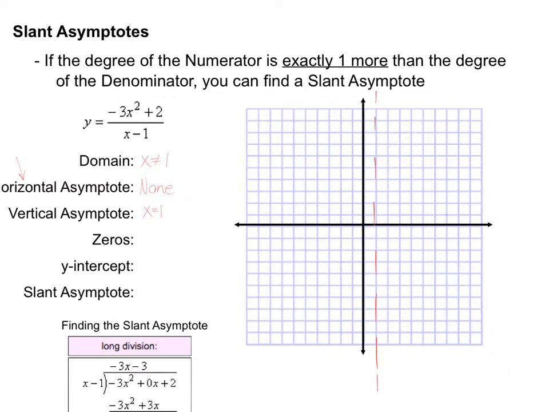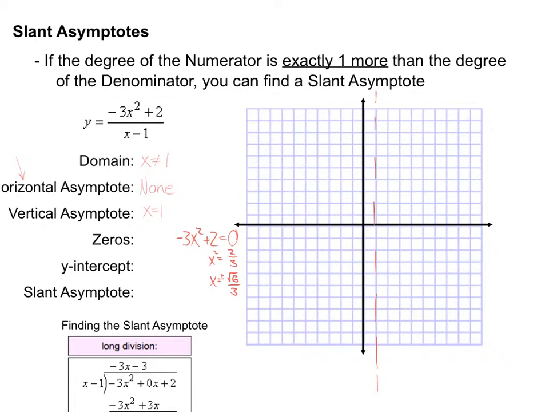Phoebe, how are we going to find our zeros? Negative 3x squared plus 2 equal to 0. Very good. In order for a fraction to equal 0, the numerator has to be 0, right? So we set that equal to 0. We get x squared equal to 2/3. So x is plus or minus the square root of 2/3, right? Which is root 6 over 3 if you simplify that.